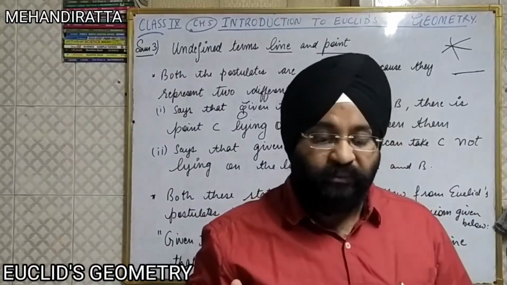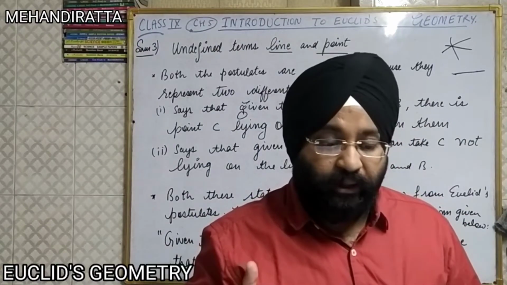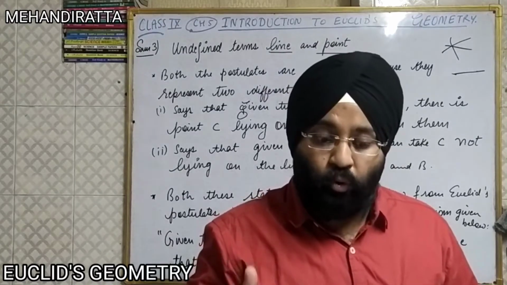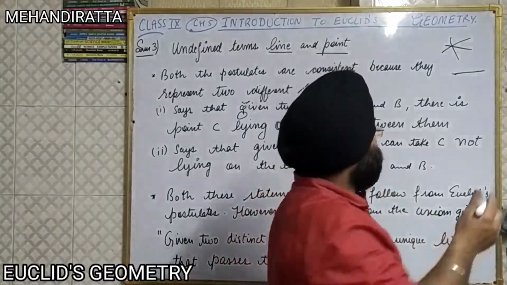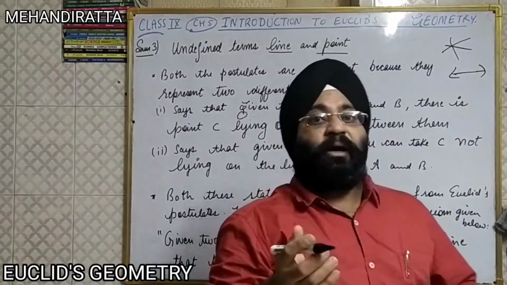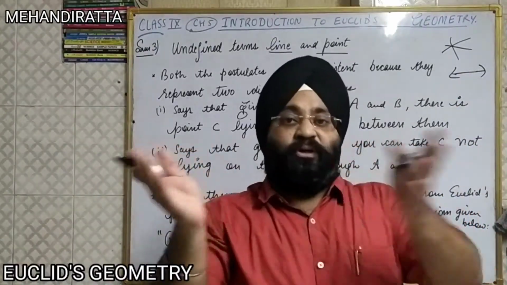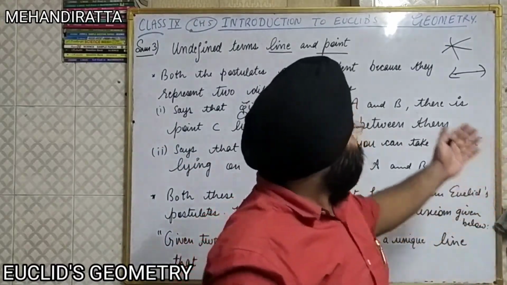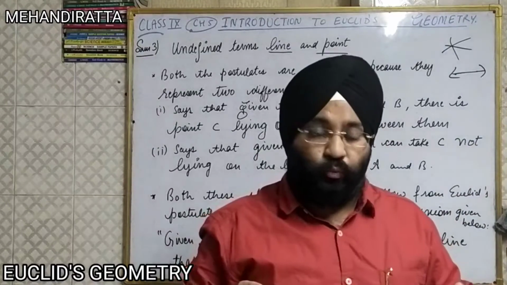Third, a terminated line can be produced indefinitely on both sides. Yes, a terminated line, this is a line, and we can extend it both ways. So a terminated line can be extended. So the third option is true.